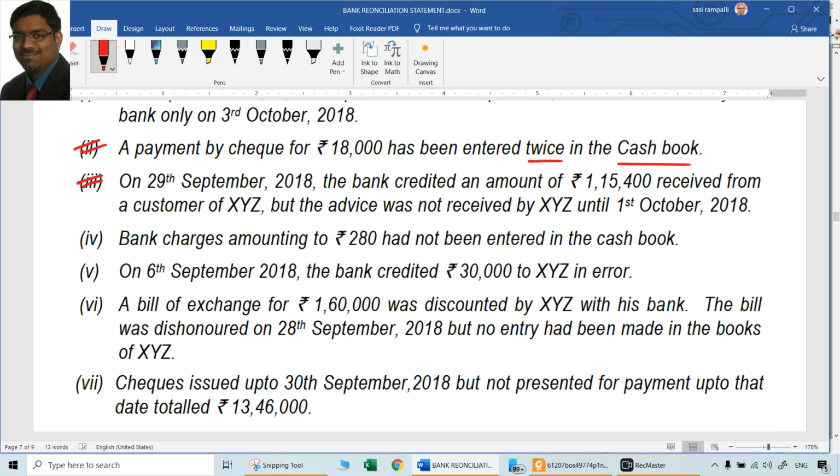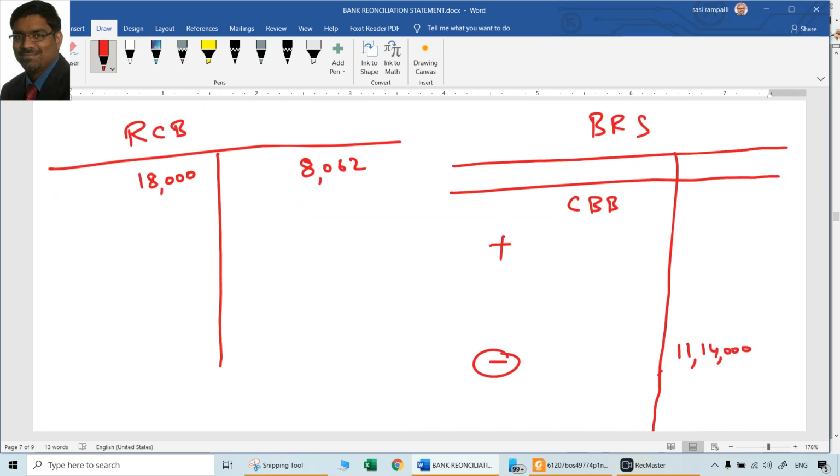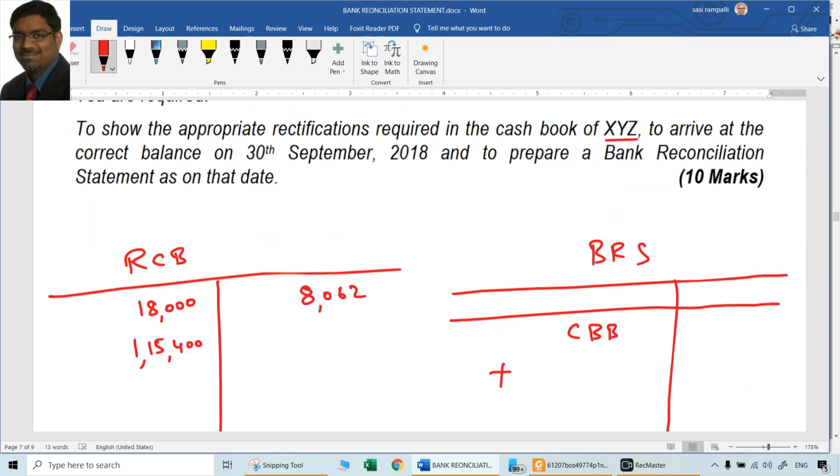Third point. On 29th September 2018, the bank credited an amount of 1,15,400 received from a customer of XYZ, but the advice was not received by XYZ till the 1st October. Means we didn't know then. 1,15,400 was directly received by the bank. We didn't know then. Now we know that. Now definitely we can rectify that. 1,15,400. Bank credited means it is a deposit. We did not record that, means we did not debit that. Now we can debit that, 1,15,400. Next.